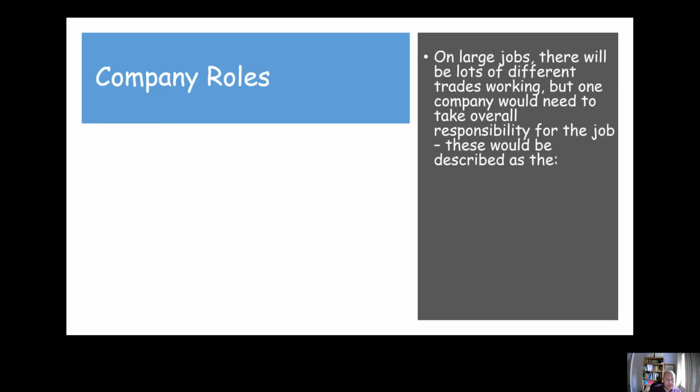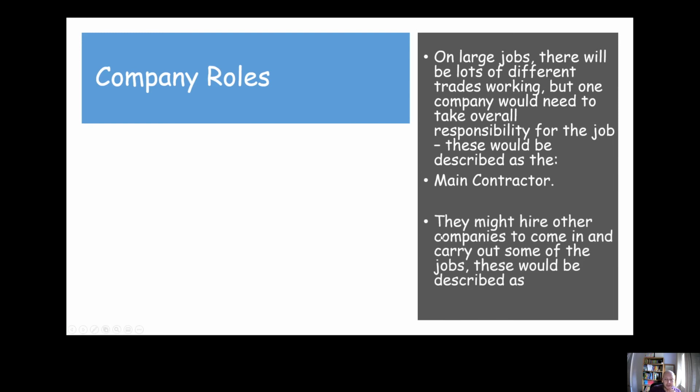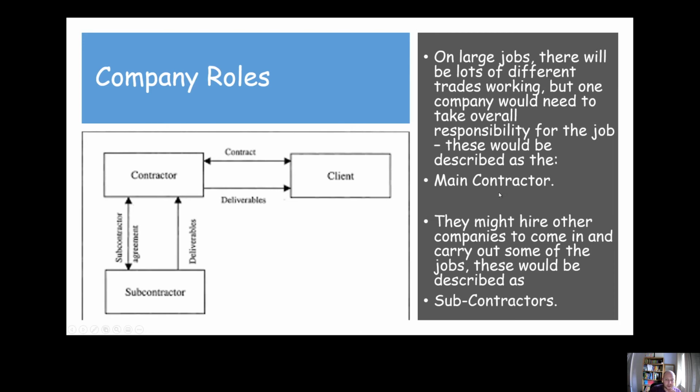The person that they picked to take overall responsibility for the job would be described as the main contractor, and that main contractor might hire in other companies to do certain parts of the job, and they'd be described as subcontractors. So you've got the client who's leading up the process, who then brings in their main contractor, who might bring in further subcontractors. The main contractor would have responsibility for making sure the job is delivered on time and on budget.